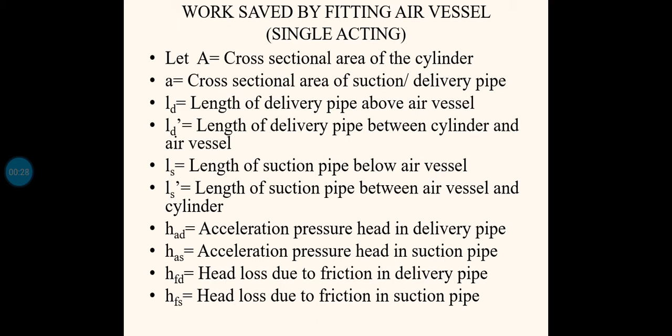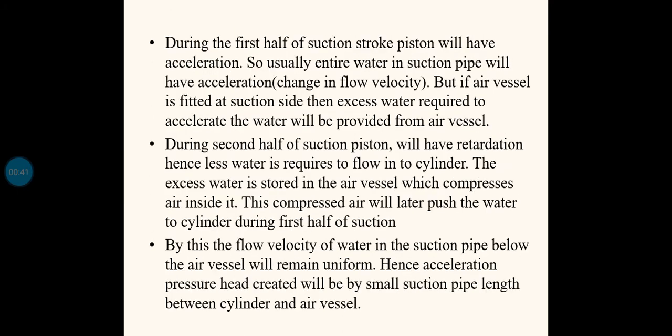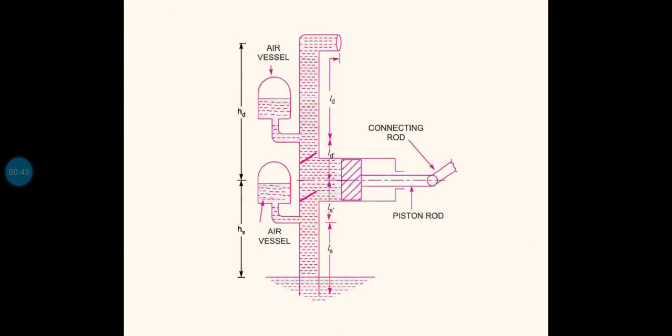Now let capital A equal the cross sectional area of the cylinder and small a the cross sectional area of the suction and delivery pipe, LD the length of the delivery pipe above the air vessel, and LD dash the length of the delivery pipe between the cylinder and air vessel. I can show the figure. Here it is. See, LD dash is the length from the center of the cylinder to the point where the air vessel is fitted. That is, this small distance is LD dash, and the remaining length of the delivery pipe is LD.